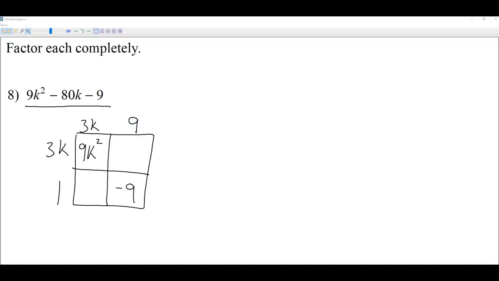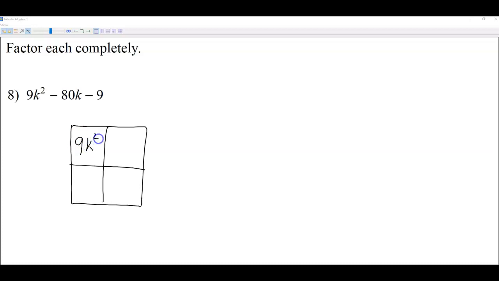Now one of them has to be negative. I'll just make it the 1. Filling in my box, I get 27k, and then negative 3k. Now you'll notice that's nowhere near correct because 27 minus 3 is 24, and we need negative 80. I need a really big number. So that didn't do us any good. So what can we do now?